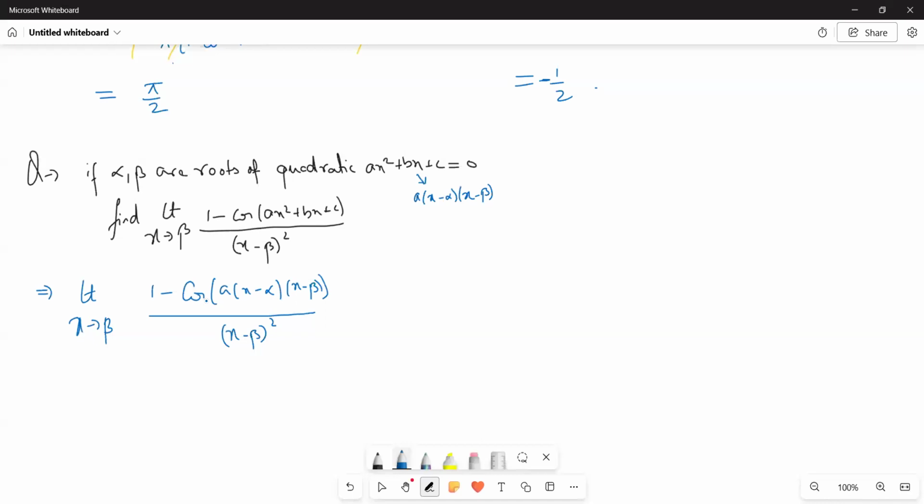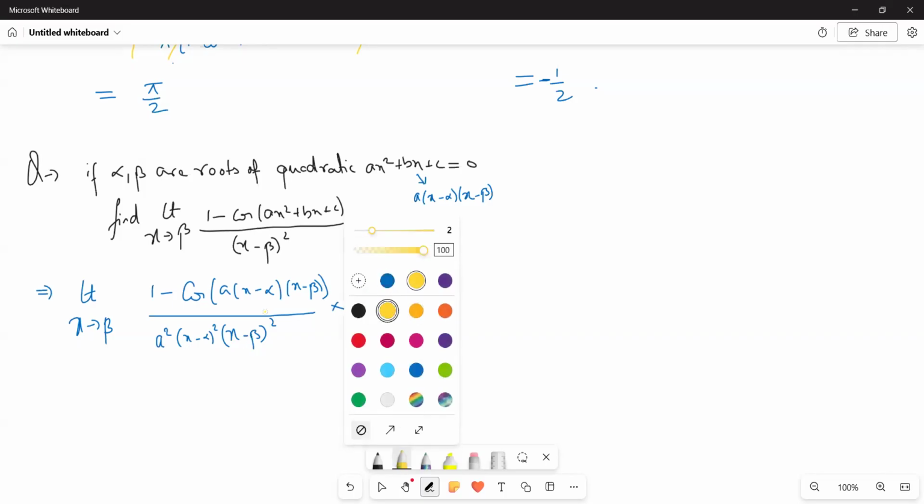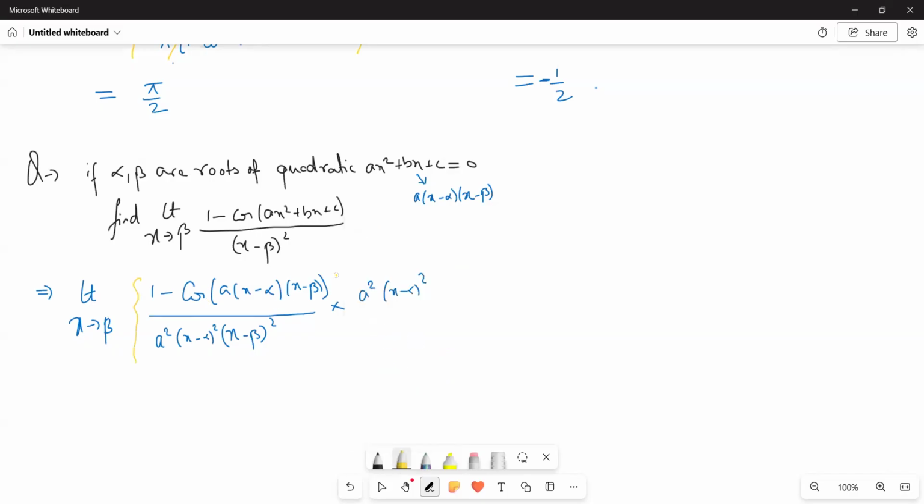But what do we need to make the standard form of cos? 1 minus cos of something by that something square. So we have to multiply by (x minus alpha) square. So here also there will come a square (x minus alpha) square. So now as x tends to beta, this is 1 minus cos of something by that something square. So what will its value be? 1/2. This becomes half, and then put the limit here.